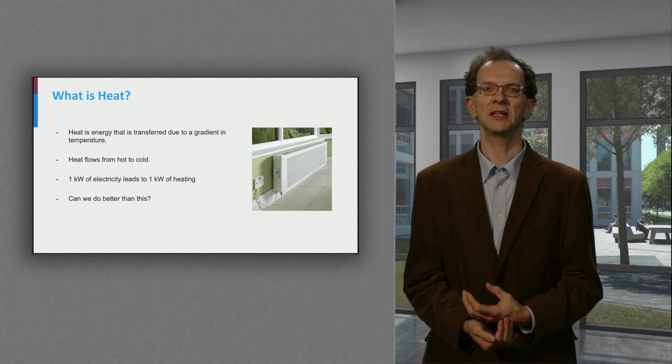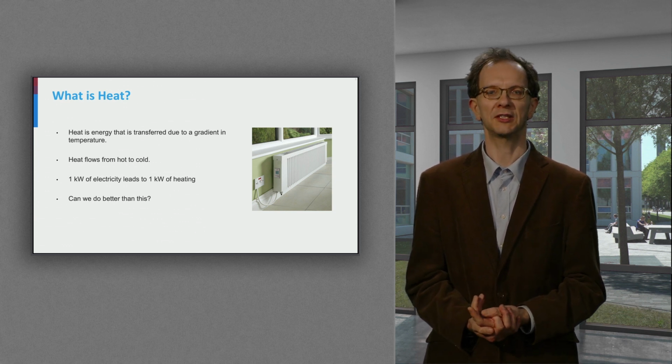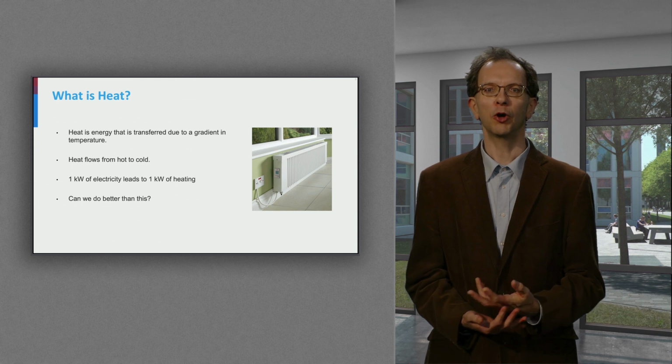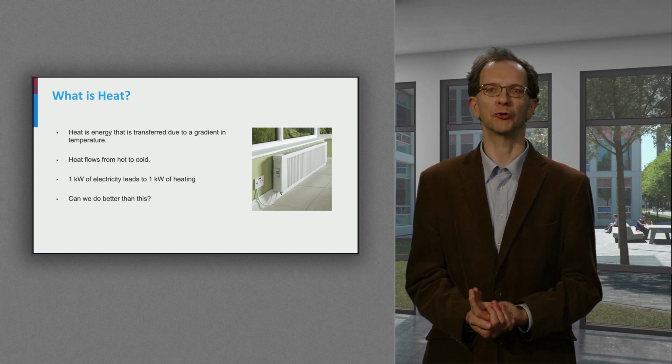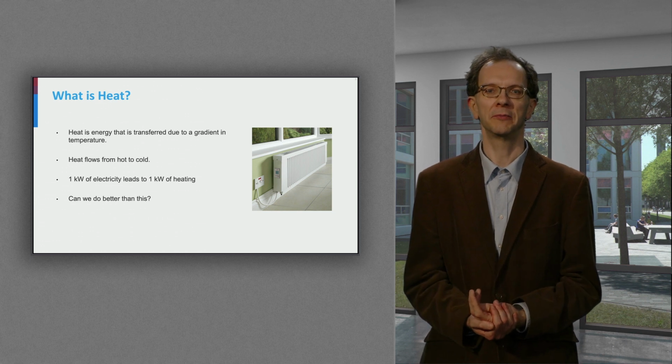Heat is energy that flows naturally from a high temperature to a low temperature, and the resulting heat flux is due to a gradient or difference in temperature. Heat always flows from hot to cold, unless we do something extra, as we will see later.